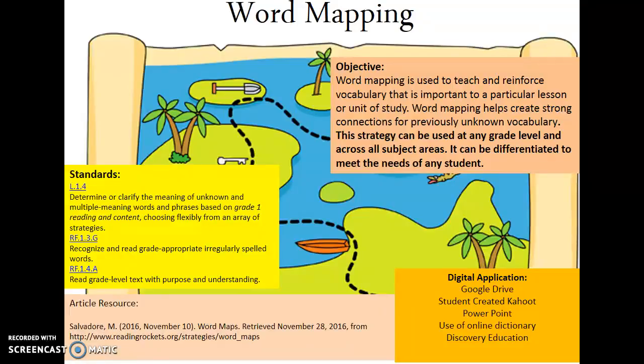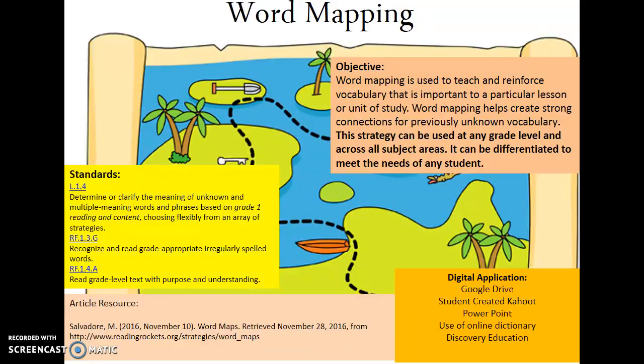Word mapping is used to teach and reinforce vocabulary that's important to a particular lesson or a new unit of study you've just started. It helps create those strong connections for students so that they can recall the information during the unit you're working on and also later on in their academic career. It's really a strategy that can be used at any grade level and across all subject areas. All classes have vocabulary that's specific to the topics they teach, so it can be used anywhere.